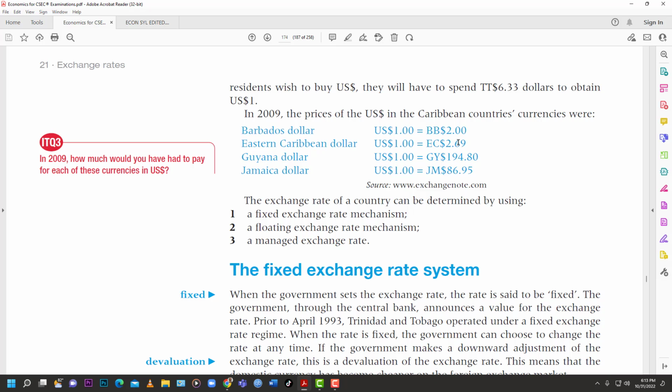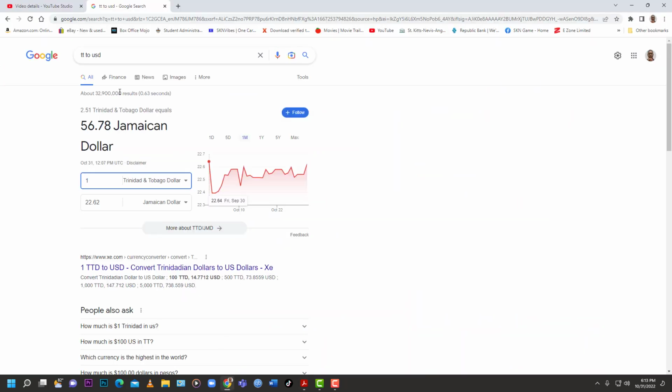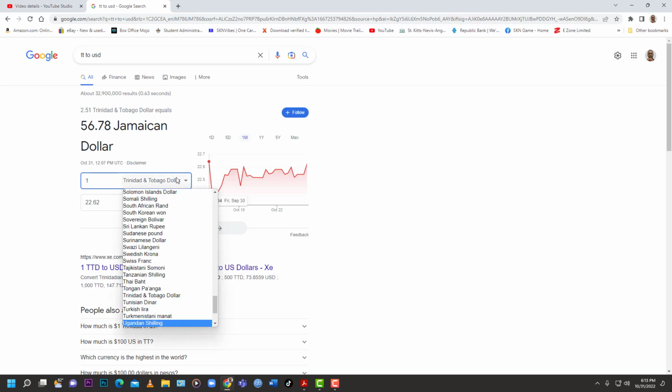Now, different countries have different exchange rate systems. As I showed you earlier, when I was looking at the different currencies, you saw the line, right? You saw the difference. Let me show you again, right? Look at this. Let's look at the US versus these different currencies.